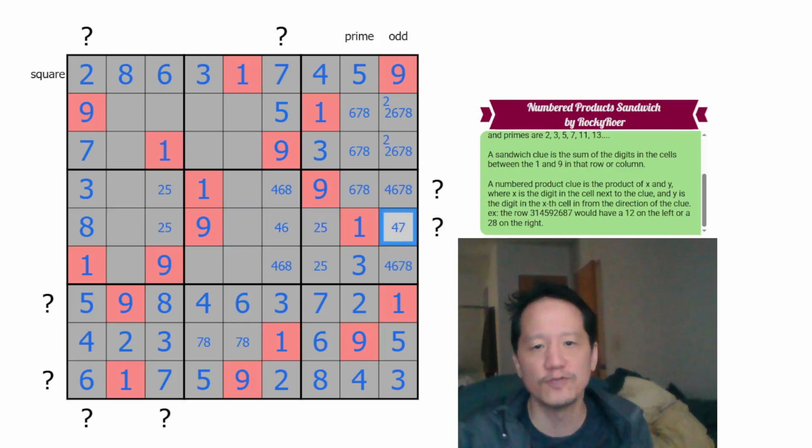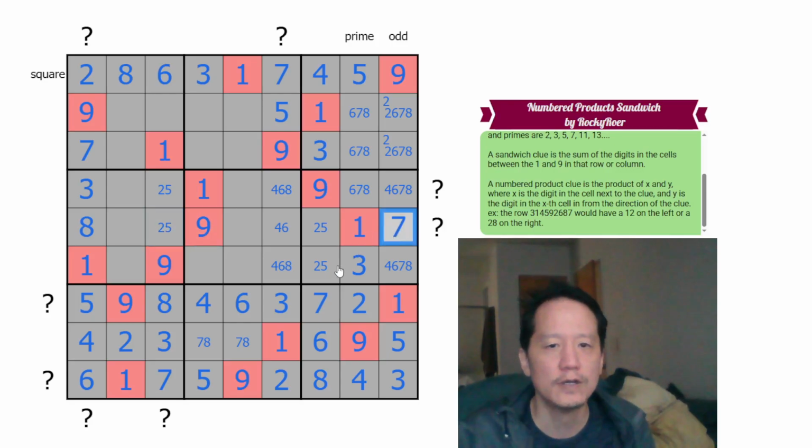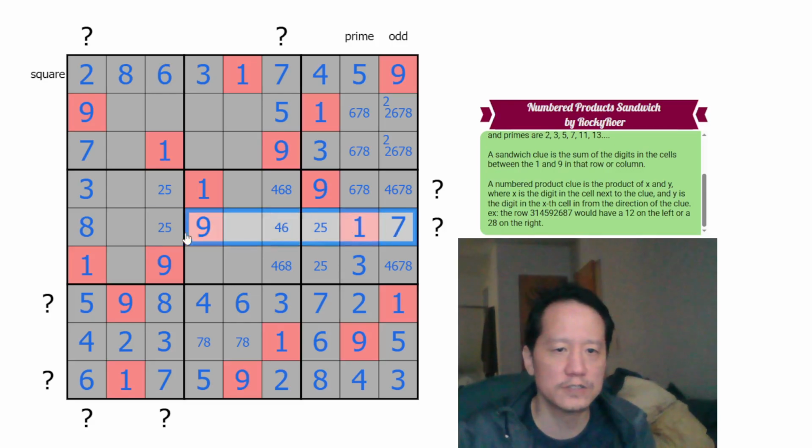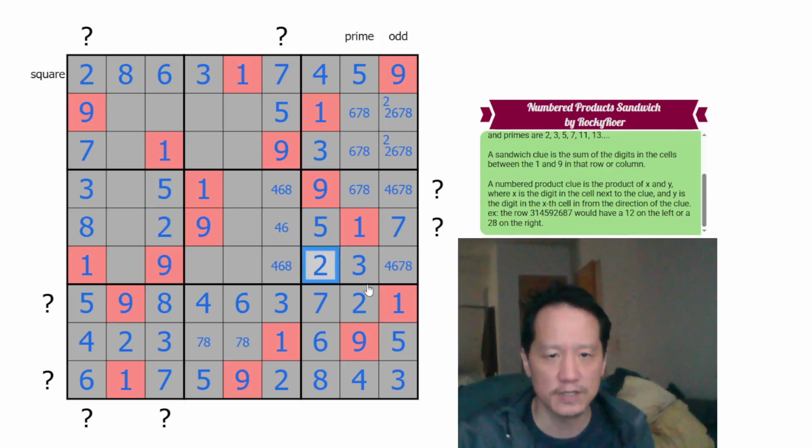So this cannot be 4, so this has to be 7. And it cannot be 5 times 7, which would be, what would it be? 35, which is not possible to be in the sandwich, so it must be 2. So this must be 2, which makes that 5. This 2 means this has to be a 5, which makes that a 2.